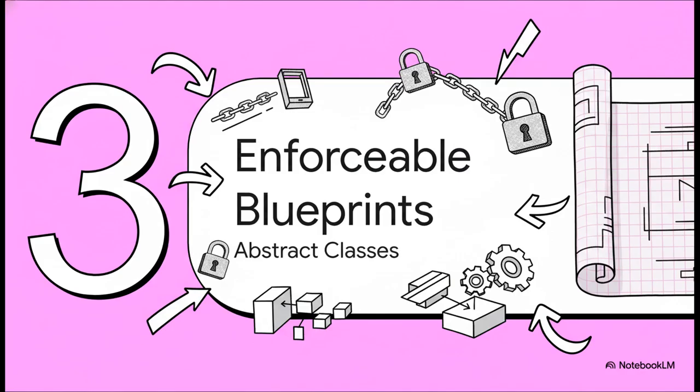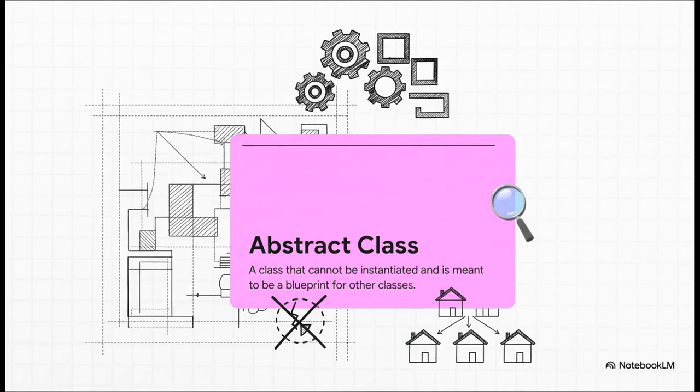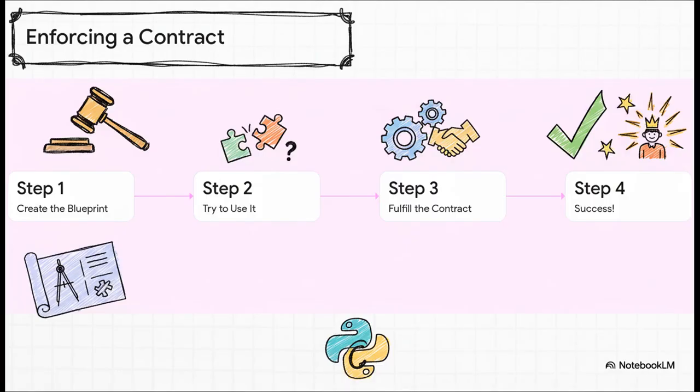How do we force other developers to follow a very specific design when they build on top of our code? For that, we turn to abstract classes. You should think of them like a contract, or maybe a blueprint for a building. They lay down the law for any other classes that want to be part of the family. Let's walk through a really quick 4-step example and see how this contract enforcement actually plays out.